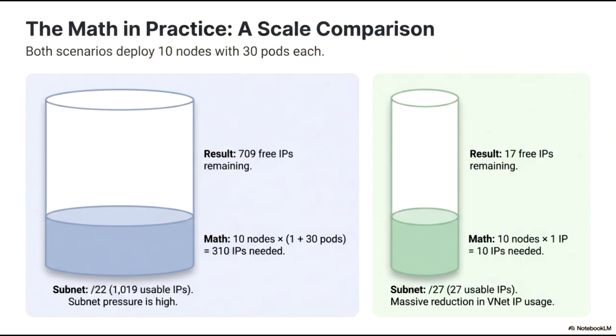This results in 310 IPs needed, creating significant pressure on the subnet and limiting overall scalability within the virtual network. On the right, we see the efficiency of an optimized networking approach.